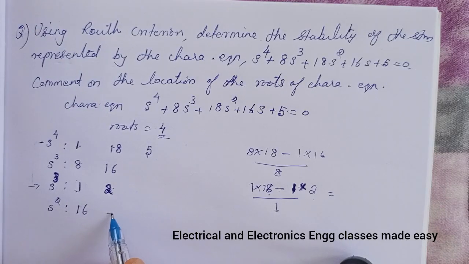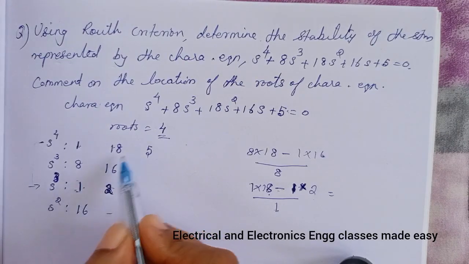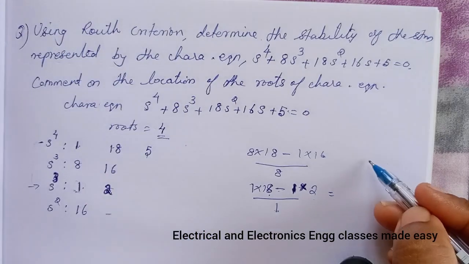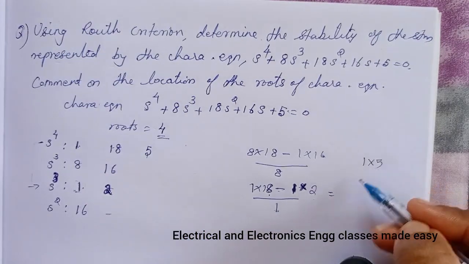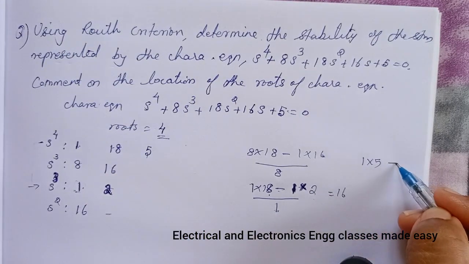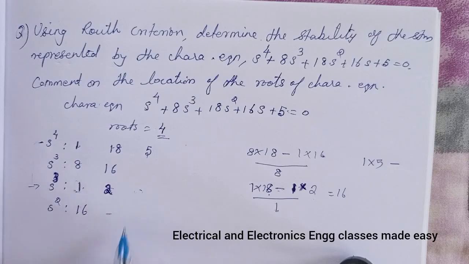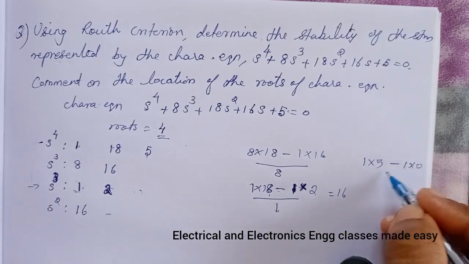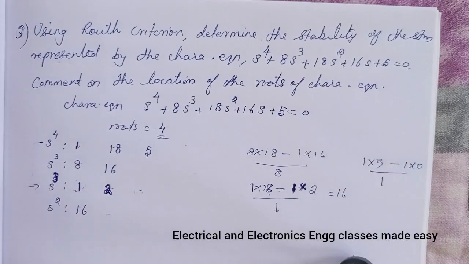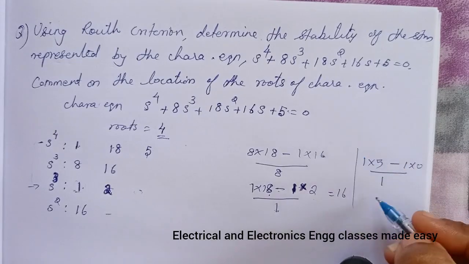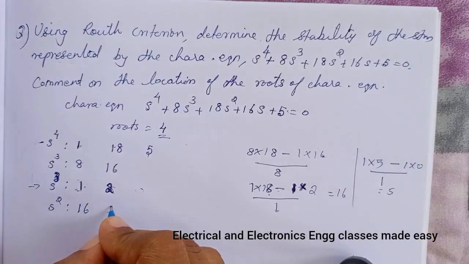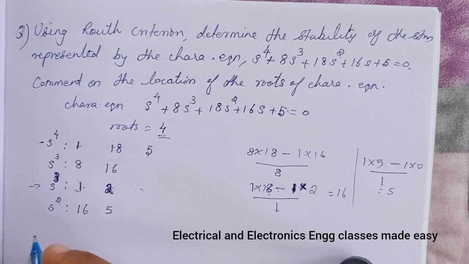And the next element is obtained like this, that is 1 into 5 minus, here we have to consider this as 0, 1 into 0, divided by 1. That is equal to 5. So this is 5.